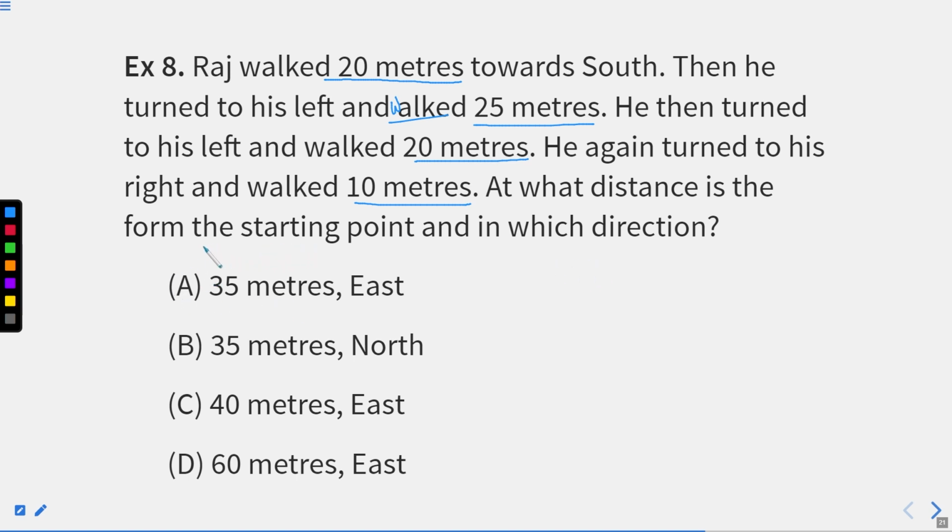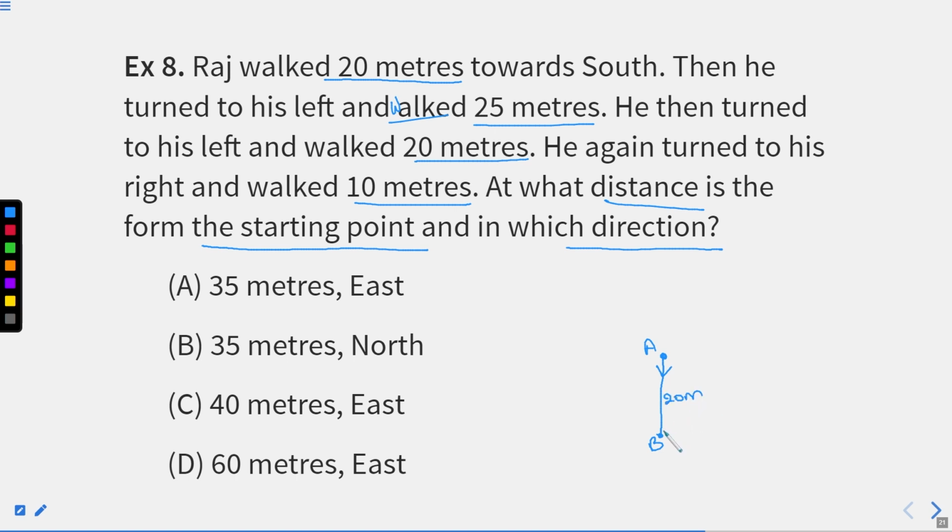So what is asked in the question? The direction and the distance, right? So both are asked in this question. So for that, what we will do? First, we will draw the diagram. First, I will try to explain how you are supposed to go for this part, right? Let's say he is standing here, right? Raj walked 20 meters south. So downward from, let's say, point A. From point A to point B, he moved downward. How much? 20 meters, right?